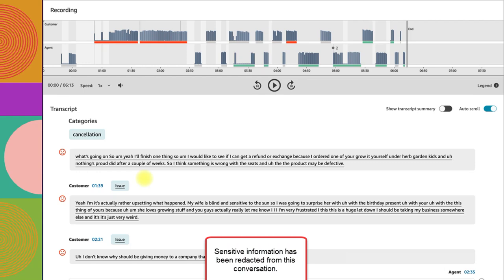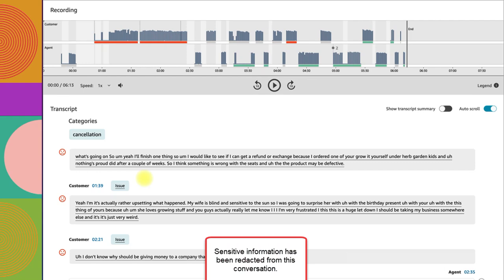And basically he expresses he's upset. My wife is blind, and I was giving her this present, which was not working, the flowers weren't growing, whatever he's saying here. Very unhappy. Now then he ends with, I don't know why I should be giving money to a company that doesn't give me a product that works, et cetera, et cetera.